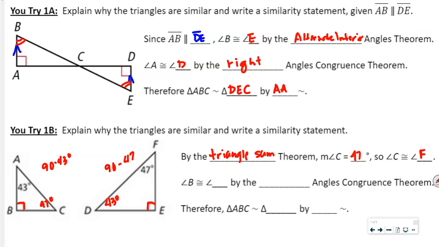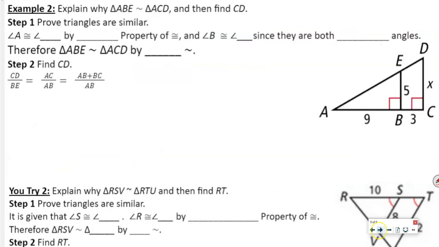Angle F, right? And B is congruent with E. Again, why? By the right angles congruence theorem. And therefore we can say that triangle ABC is congruent from the 43 to the right to the 47, which is D, to the right angle to the 47, DEF. And again, they are similar by angle-angle. Hope I didn't say congruent, did I? Similar, similar. Yeah, not the same size, okay?